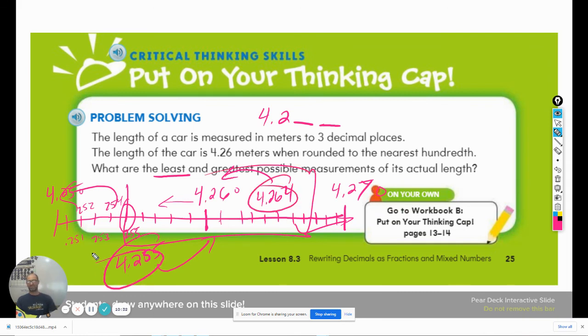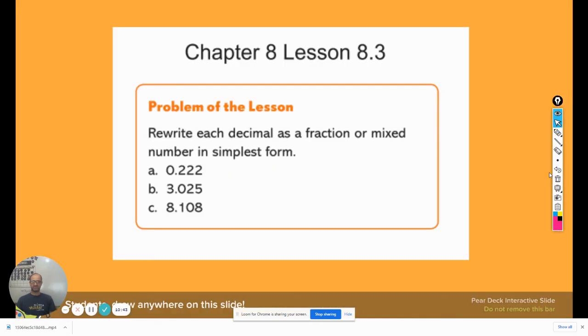I didn't explain that very well, but that's what you're doing. Have your teacher explain it. That's the general idea. There you go. Do your problem of the lesson. Do your workbook. I'm done for chapter 8. Not my finest work, but I tried to help. I really did.